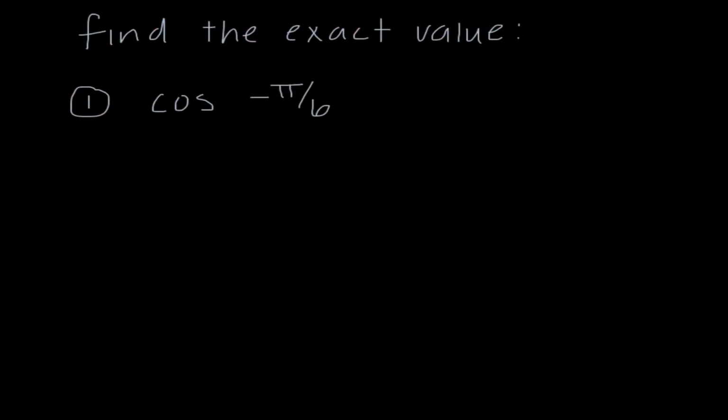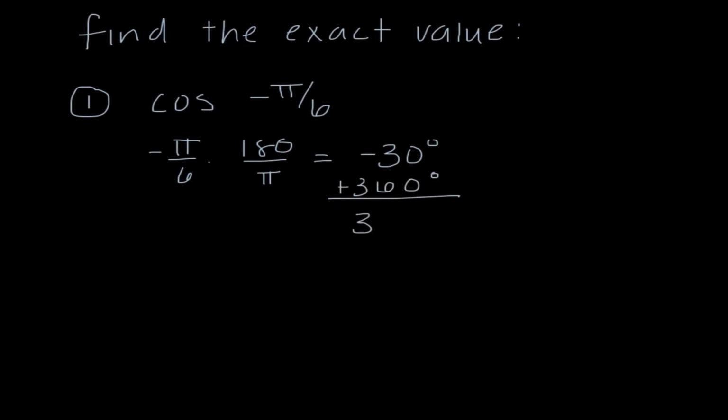We also have a lot of problems on our test that deal with finding the exact value. So number 1, it says cosine of negative pi over 6. And once again, there's a few ways we can go about doing this. My guess is that a lot of you might convert this into degrees. And I actually get that it is negative 30 degrees. Okay, if I wanted to make this into a positive value, I could add 360, which gives me 330 degrees.